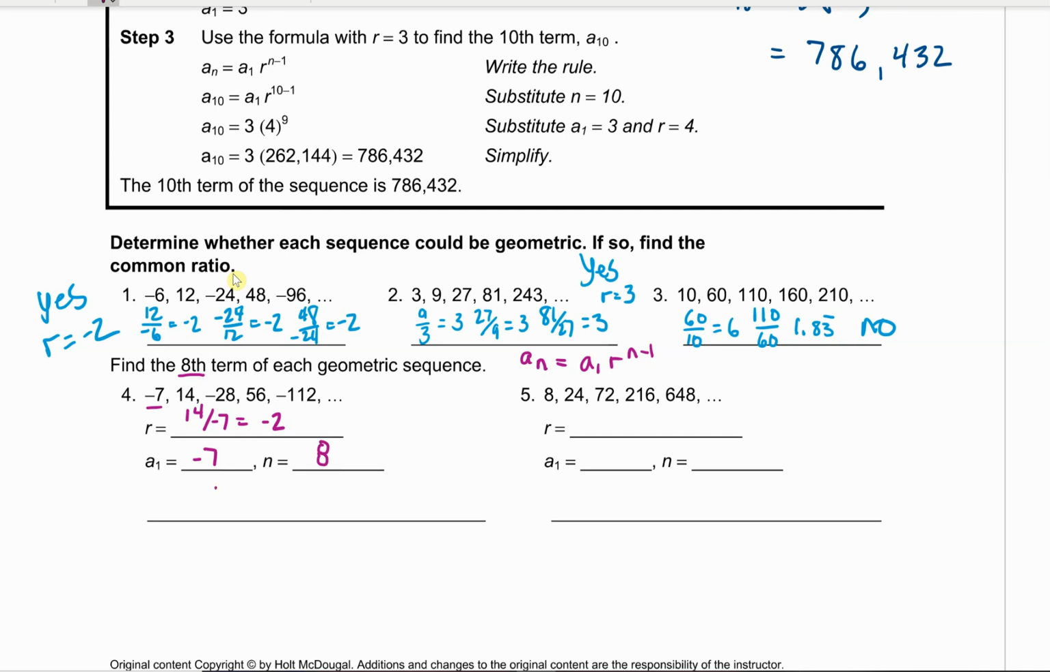So I'm going to say a sub 8 is negative 7 times negative 2 to the 8 minus 1 power. A sub 8 is negative 7 times negative 2 to the 7th power. If you're friendly with parentheses, you could evaluate this on your calculator, and it is 896. Number 5.